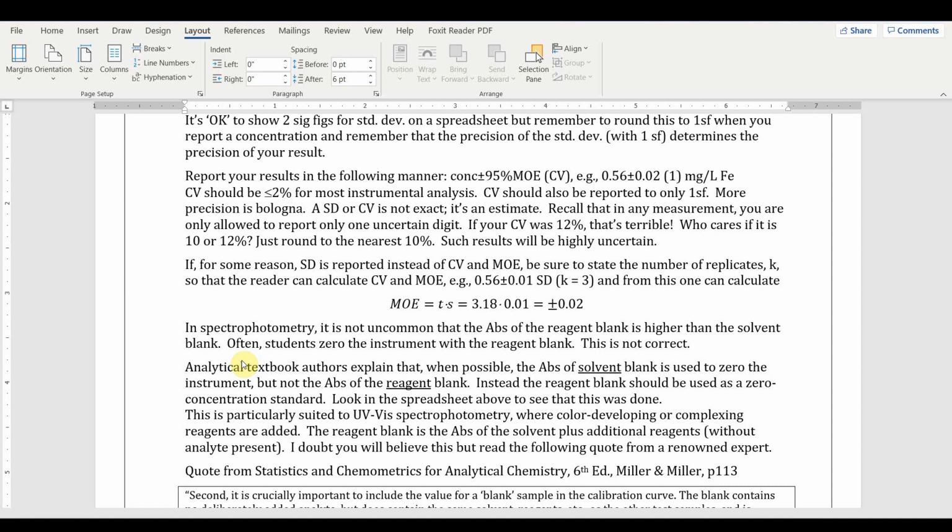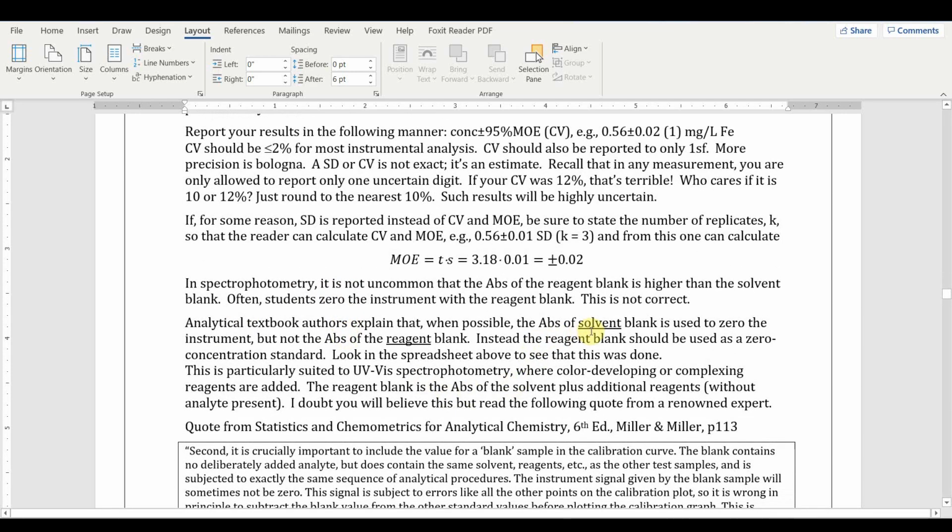Often students will zero the instrument with the reagent blank, and this is incorrect. Analytical textbook authors explain that when possible, the absorbance of the solvent blank is used to zero the instrument, but the absorbance of the reagent blank is not. Instead, the reagent blank should be used as a zero concentration standard. If you look in the spreadsheet, that's exactly what we did. We used it as our lowest calibration point on the graph for zero concentration. This is particularly well suited to UV-Vis spectrophotometry, where color developing or complexing reagents are added. The reagent blank is the absorbance of the solvent plus the additional reagents without analyte present.